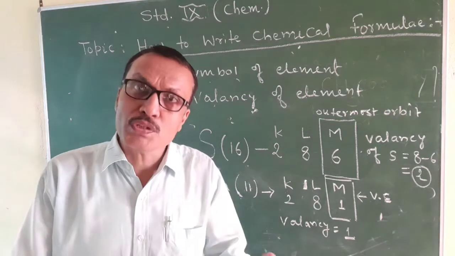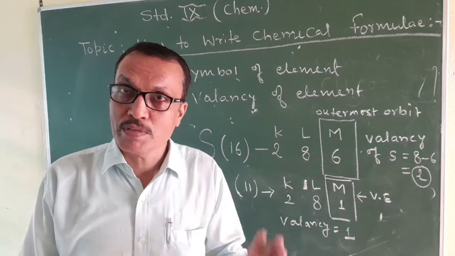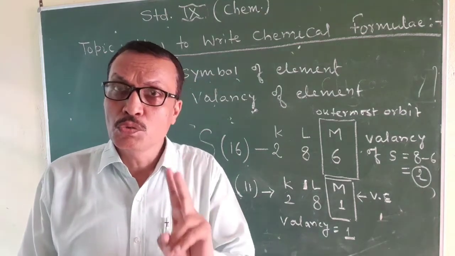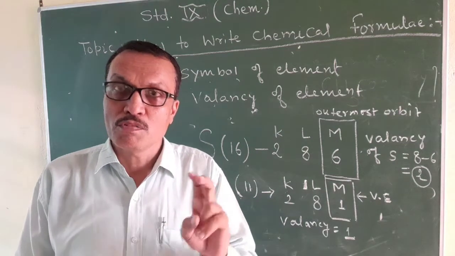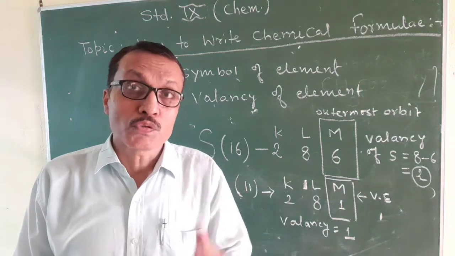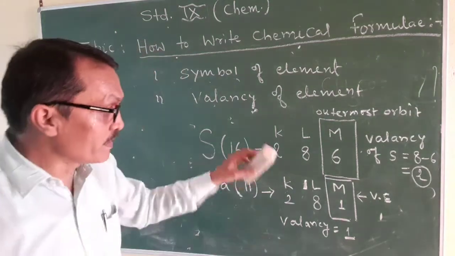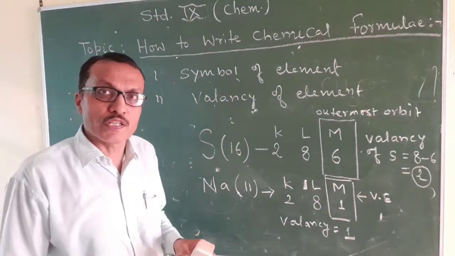In case of more than 4 electrons, you have to subtract those electrons from 8. So these are the 2 rules to find out the valency of elements having atomic number 1 to 20 in class 9. Okay? So in this way you can get the valency of elements.